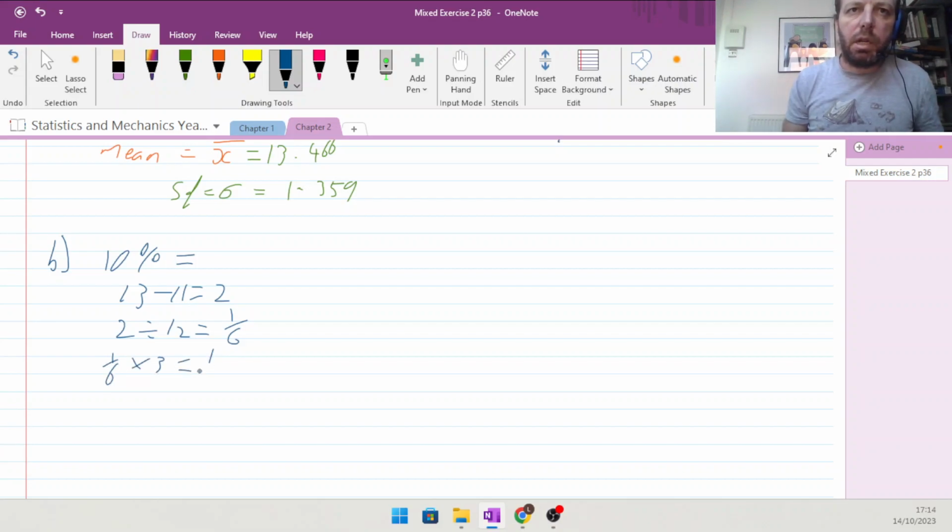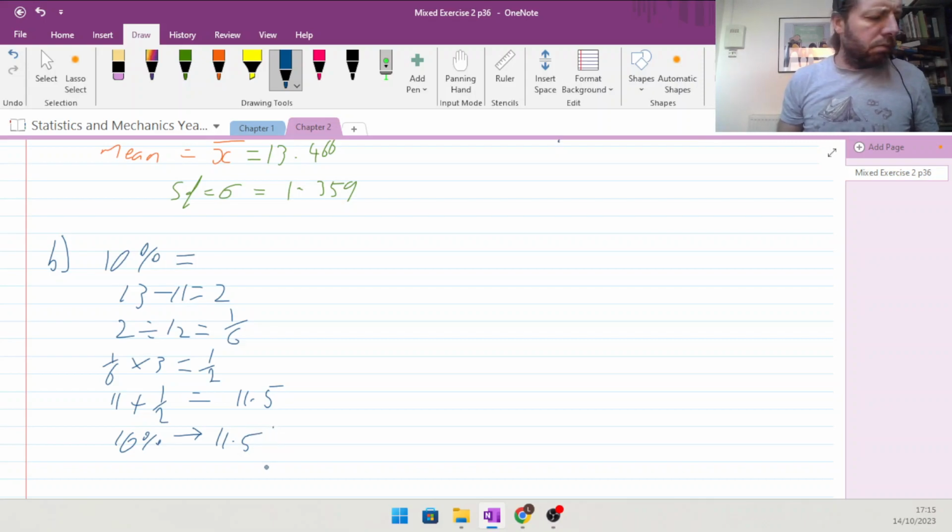One sixth times three is a half, and a half added onto the 11. 11 plus a half is equal to 11.5. Okay, so that's your 10% mark at 11.5 days. Temperature, no, 11.5 degrees. Okay. Now let's do the 90% mark.